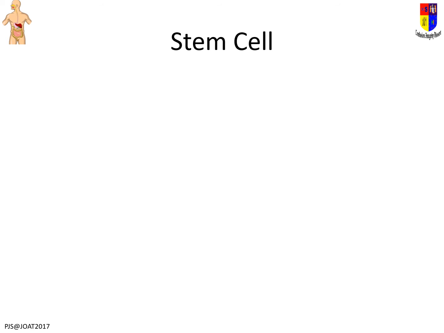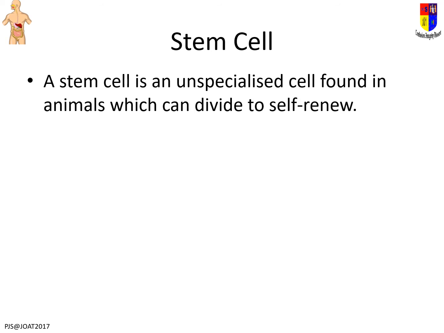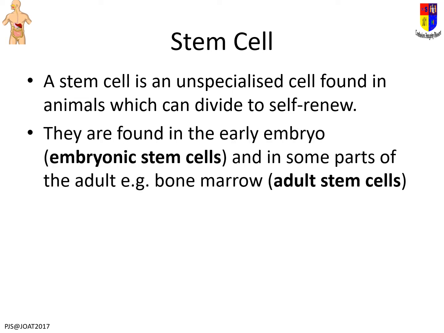So we have particular names for cells which can become a different type of cell, and these are stem cells. It's an unspecialized cell, which you find in animals. They're called something slightly different in plants, and they can self-renew. Okay, so that means that they can just keep on dividing and staying as they are.